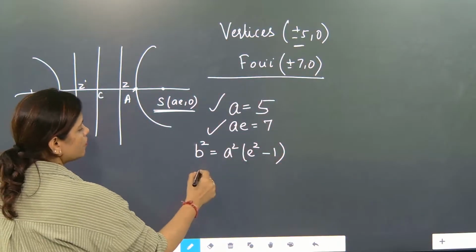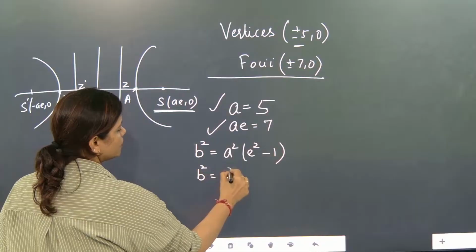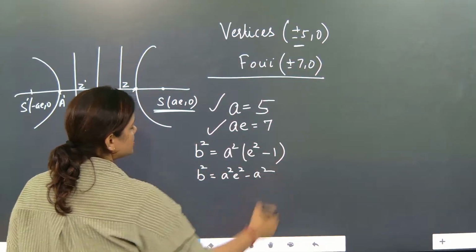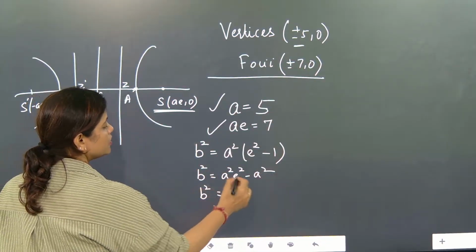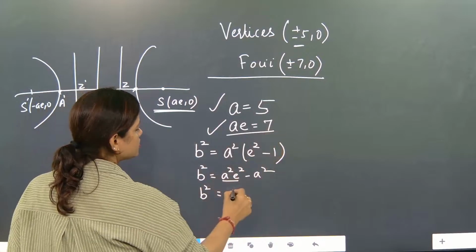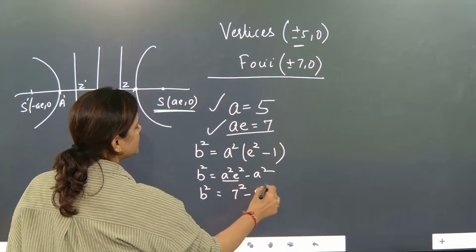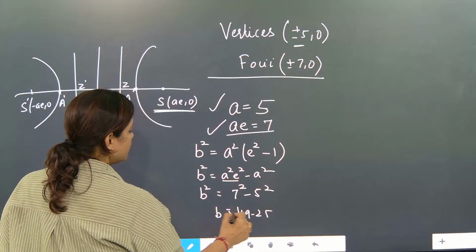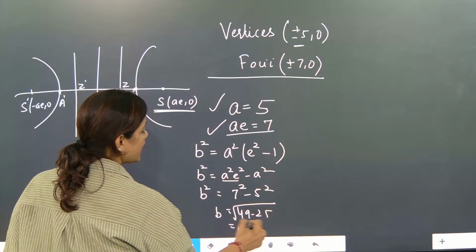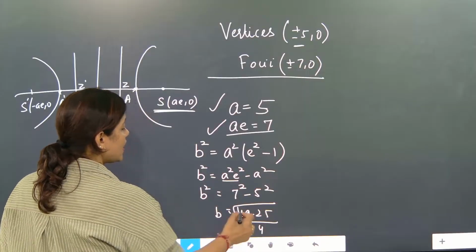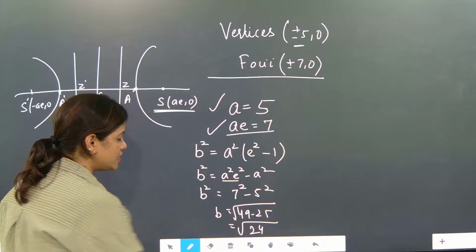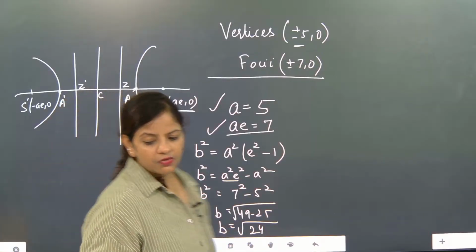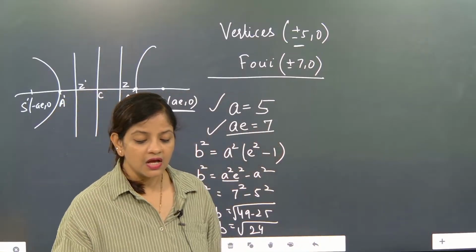Understood? So here what you are going to write? B square is equal to A square E square minus A square. So B square is equal to AE whole square. AE whole square will become 7 square minus 5 square. So 49 minus 25, B will be equal to root under this. So that is 24, root under 24 is coming as B. That means beta, now we are ready for writing the equation of the hyperbola.